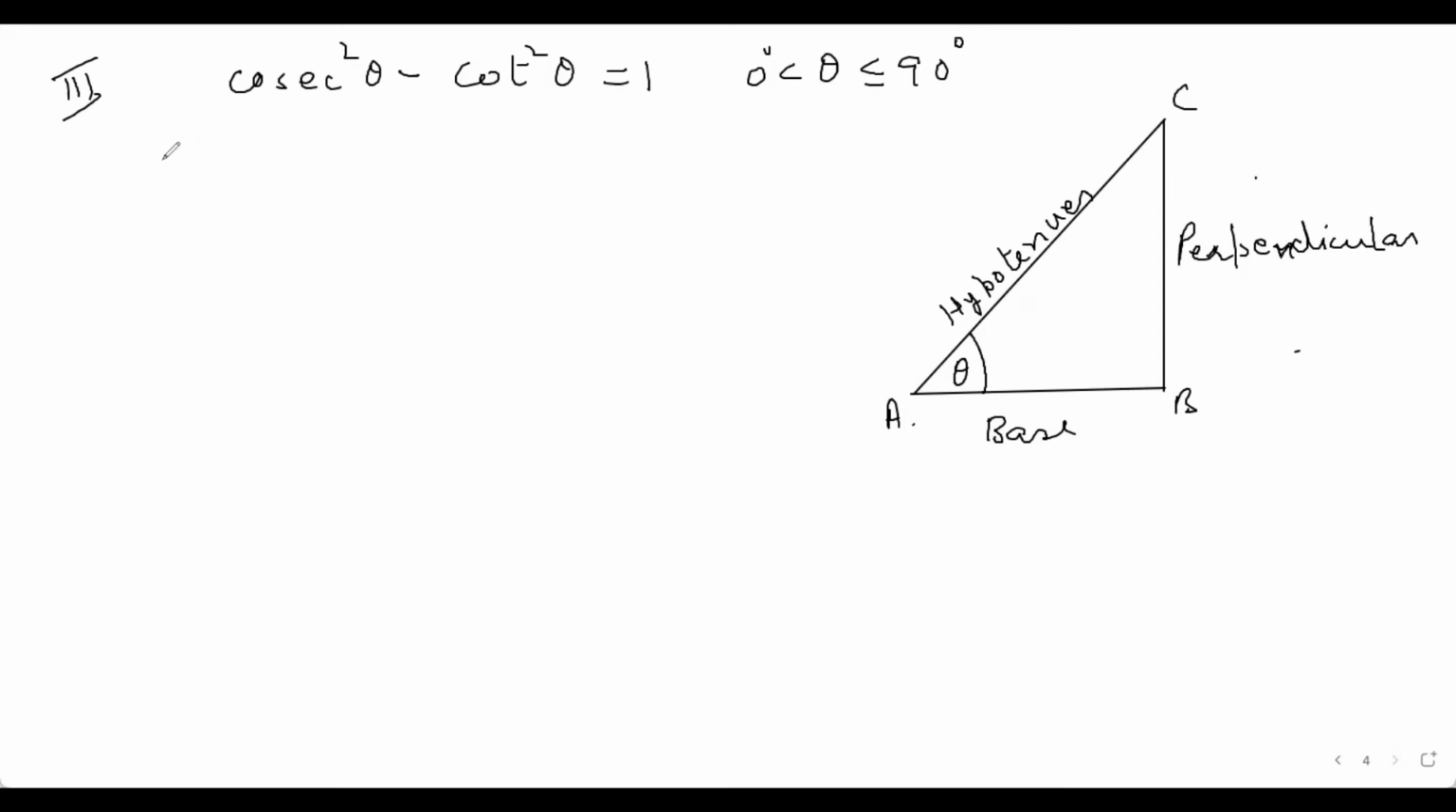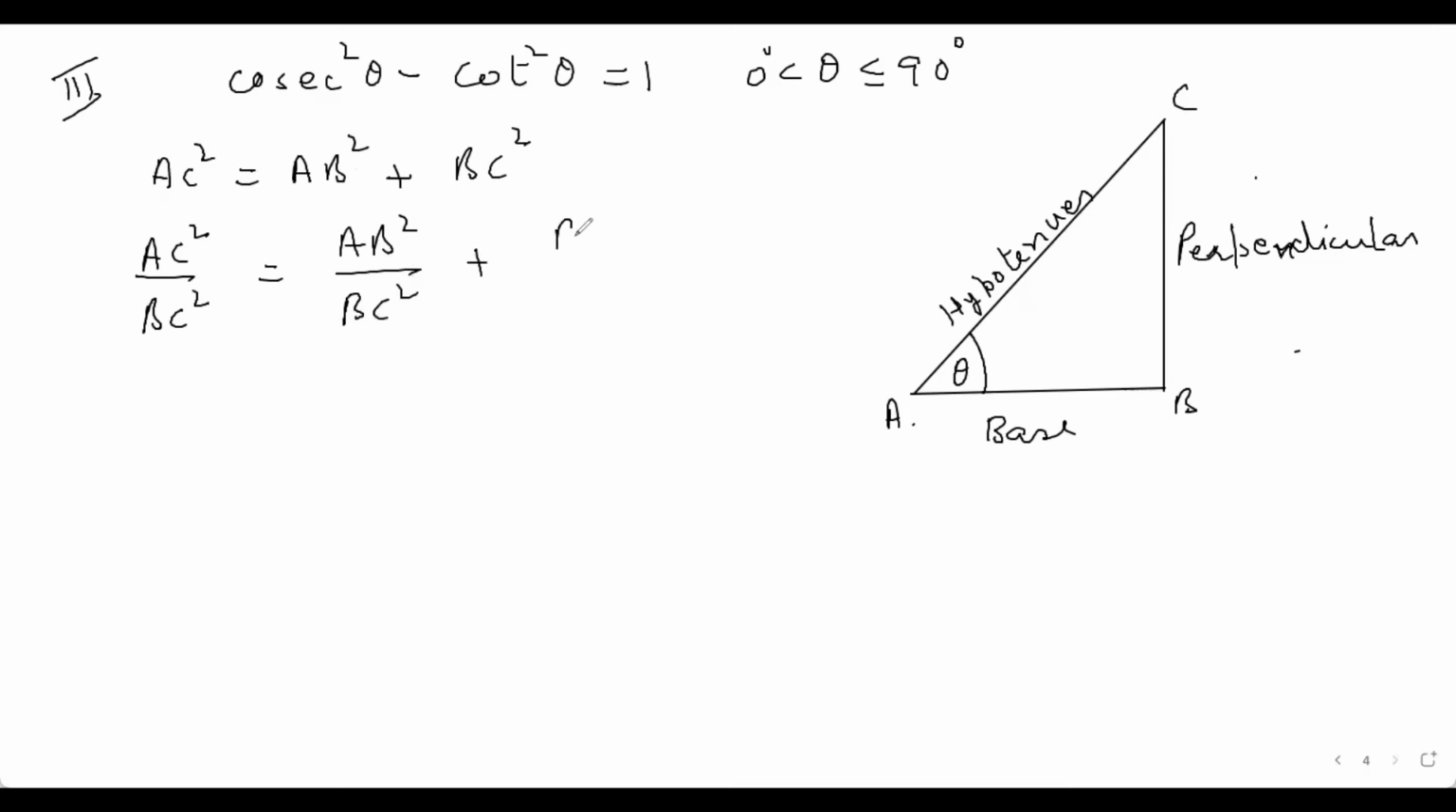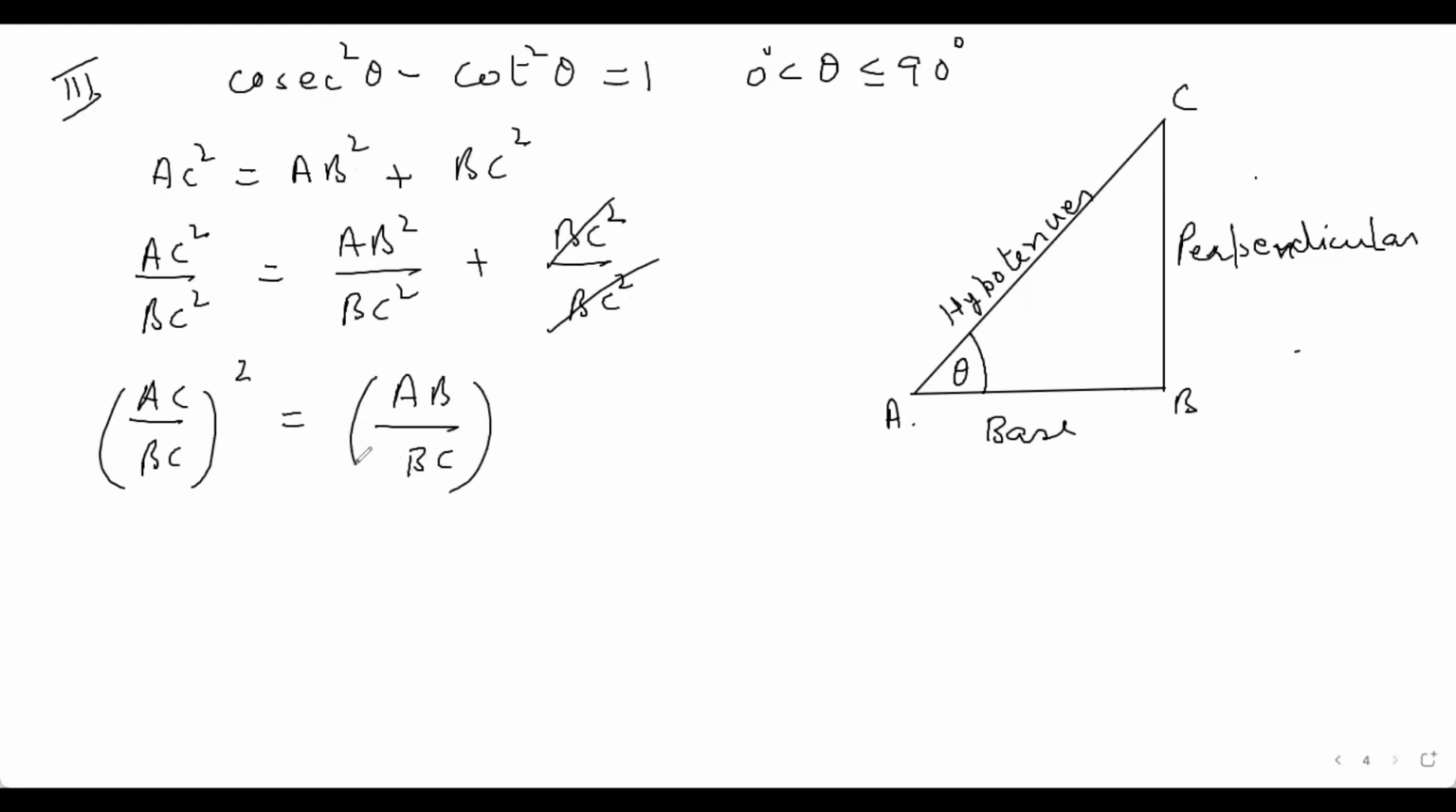By Pythagoras, we know AC square is equal to AB square plus BC square. Now divide by BC square. So AC square by BC square is equal to AB square by BC square plus BC square by BC square. Now this is cancelled. So you have AC by BC whole square is equal to AB by BC whole square plus 1. What is AC? Hypotenuse.